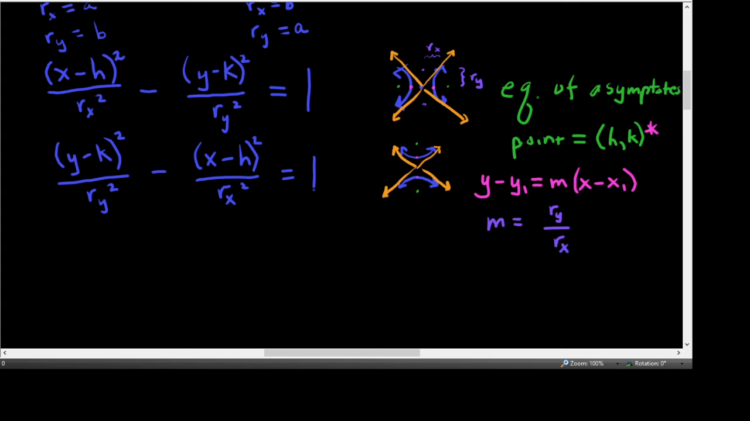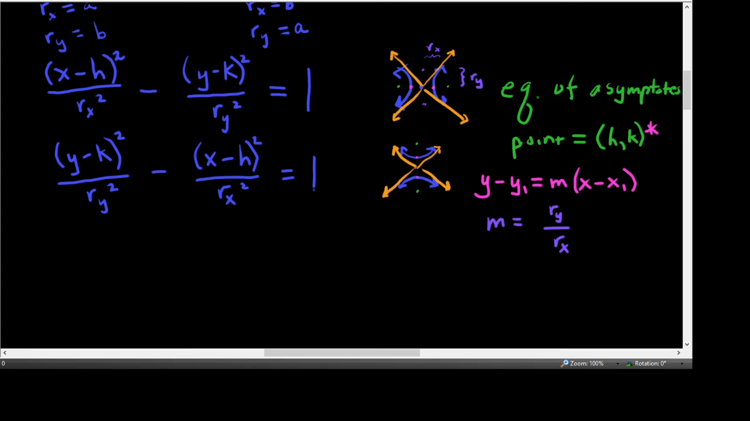Notice I'm not saying a and b, because sometimes the slope would be a over b, and sometimes it would be b over a. And so then you'd have to know formulaically, well, which one is it this time? Is it a over b, or is it b over a? Instead of having to make that decision, it's easier if you've already called it r sub y and r sub x, that slope will be r sub y over r sub x, no doubt about it.